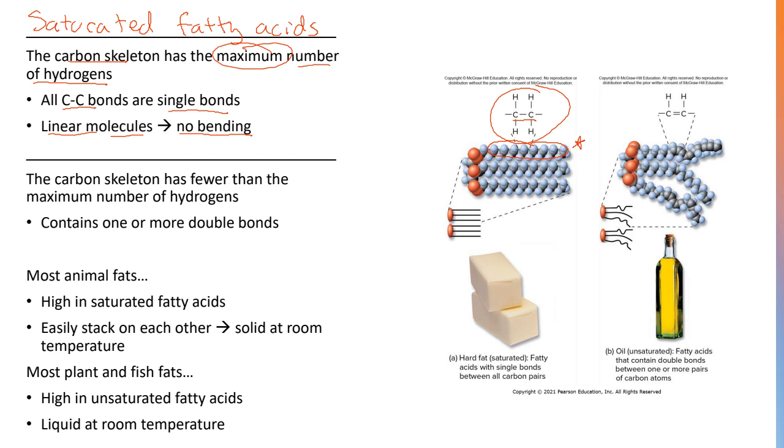Now, the other type of fatty acid is unsaturated fatty acids. These carbon skeletons have fewer than the maximum number of hydrogens. One of the reasons is because they have one or more double bonds, something like this, a carbon-carbon double bond, which is going to make some kind of kinks.